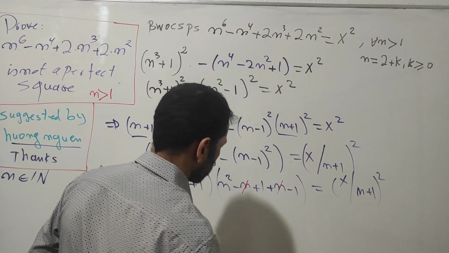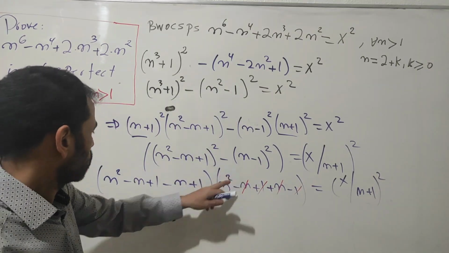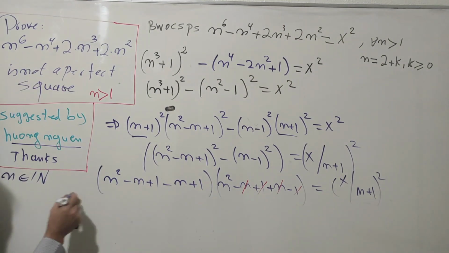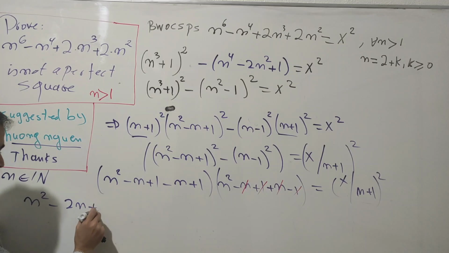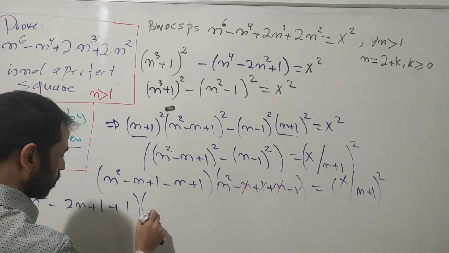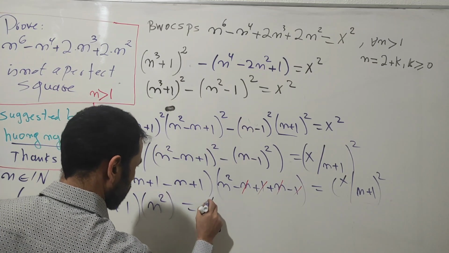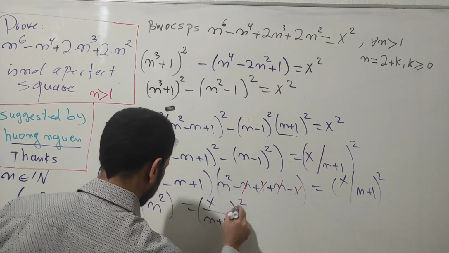This one will be cancelled out with this one, and this will be cancelled out with this one. I will be left with n squared multiplied by these things. I get here the following: n squared minus 2 times n plus 1 plus 1, factor n squared, which equals x over (n plus 1) quantity squared.